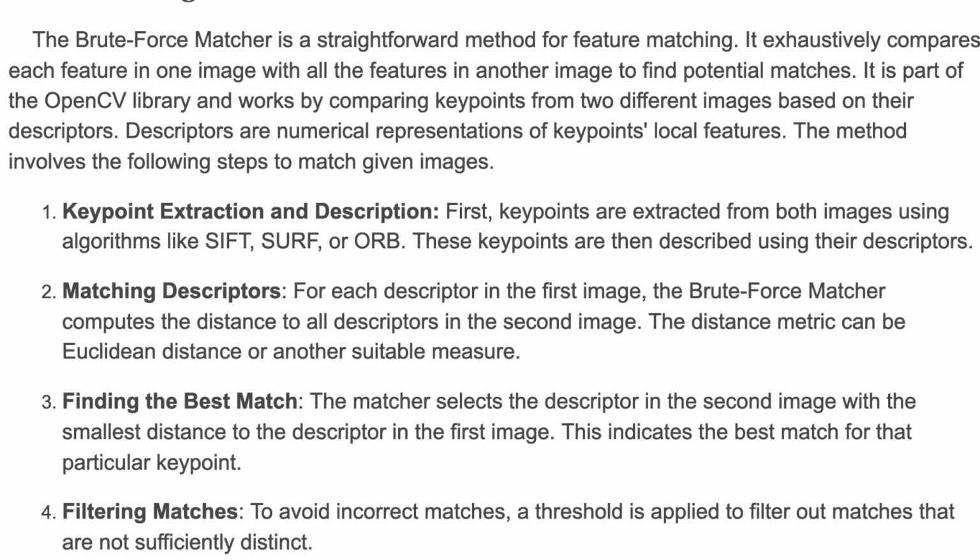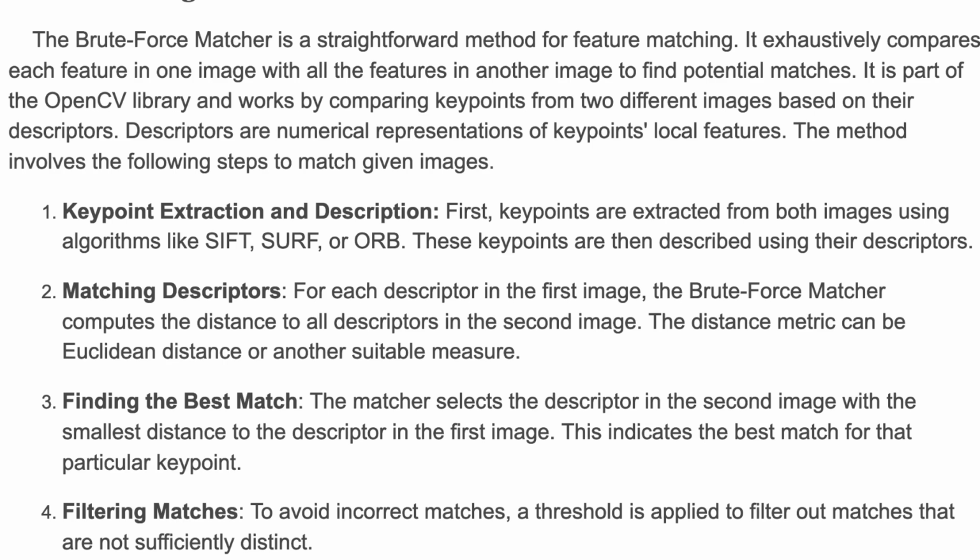It compares each feature in one image with all the features in another image to find the potential matches. It's part of the OpenCV library and works by comparing key points from two different images based on their descriptors. These descriptors are numerical representations of key points' local features. The method involves the following steps to match given images. The first one is key point extraction and description. Key points are extracted from both images using algorithms like SIFT, SURF, or ORB. These key points are then described using their descriptors.